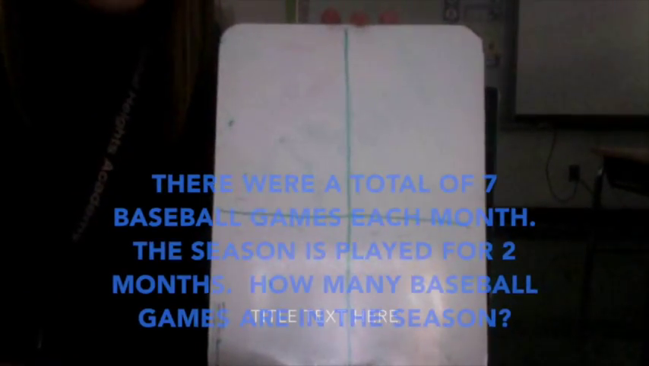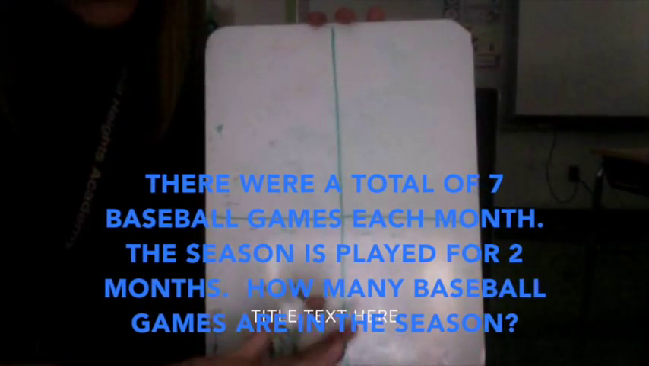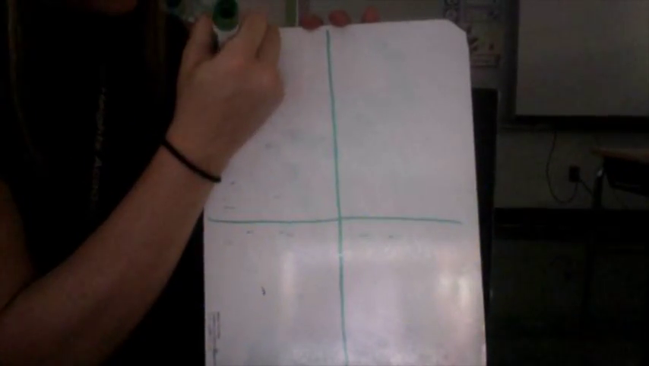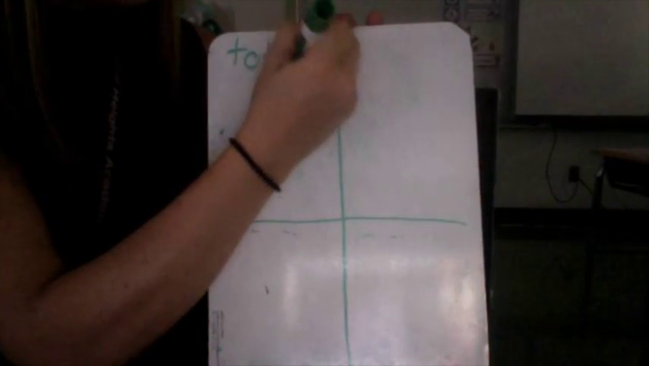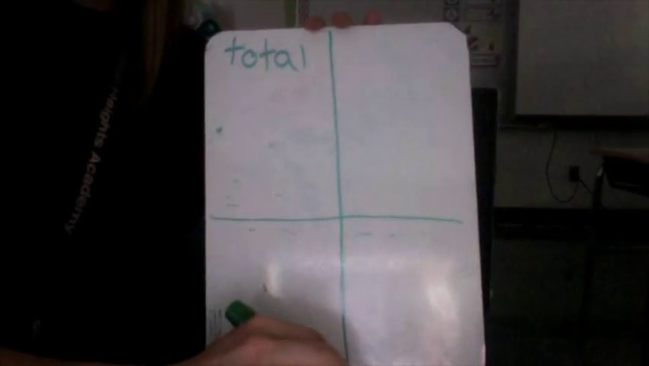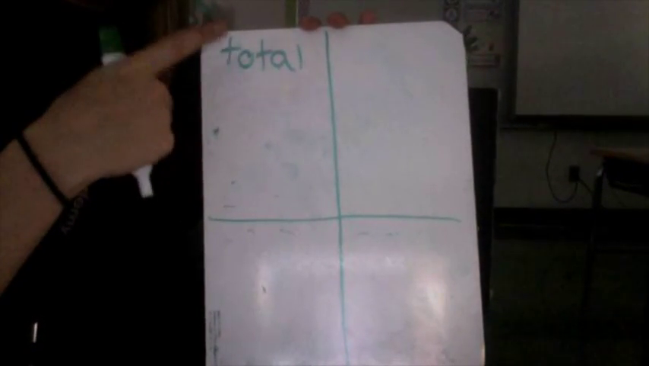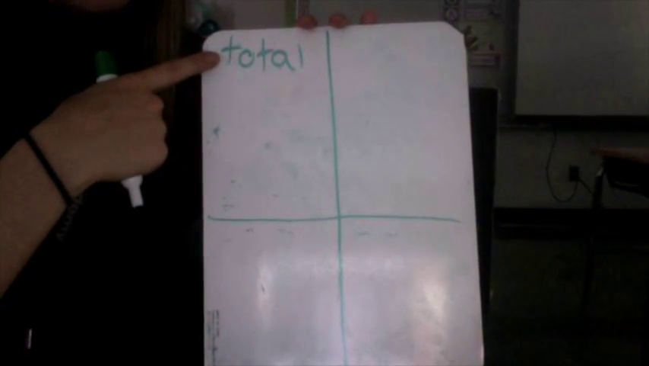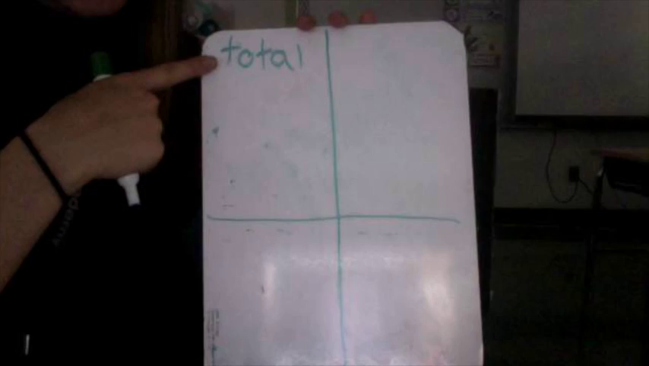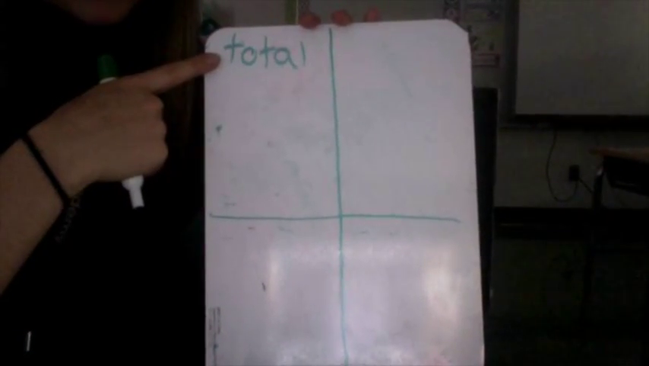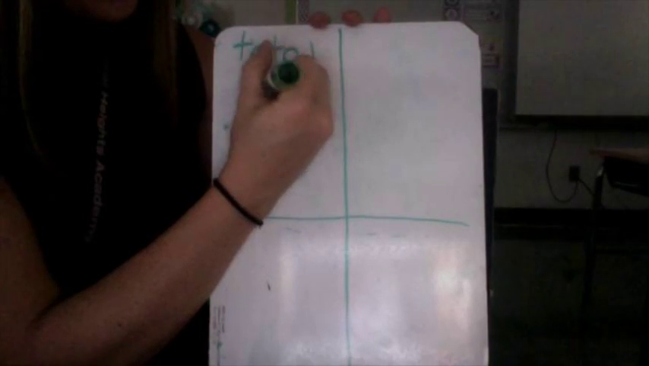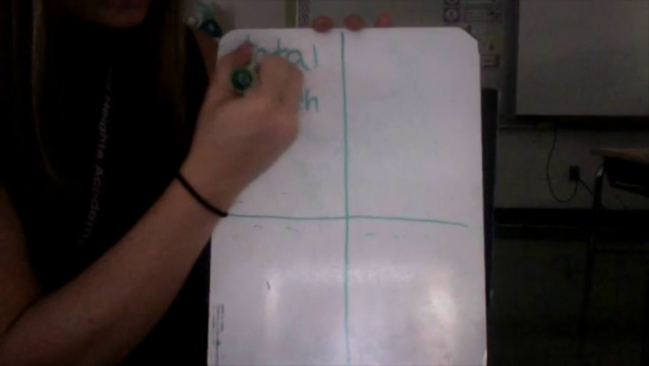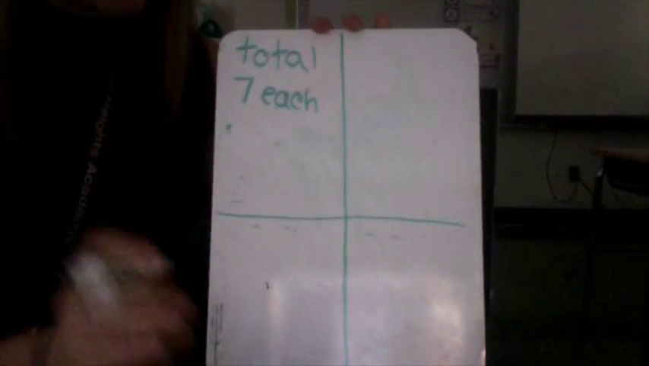So what do we know from here? Let's think about our key words. There were a total of 7 baseball games each month. We know that total is a huge word. We are looking for a total number of something. Total we know from addition, and total we know is the product, that answer of our multiplication problem. Each is another key word. Each is a huge key word for multiplication. So we know there was a total of 7 games each month.